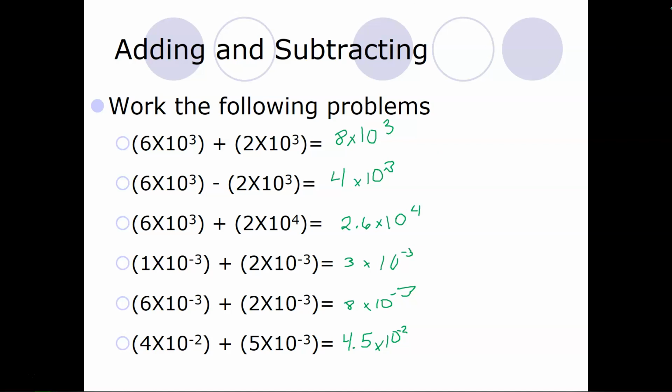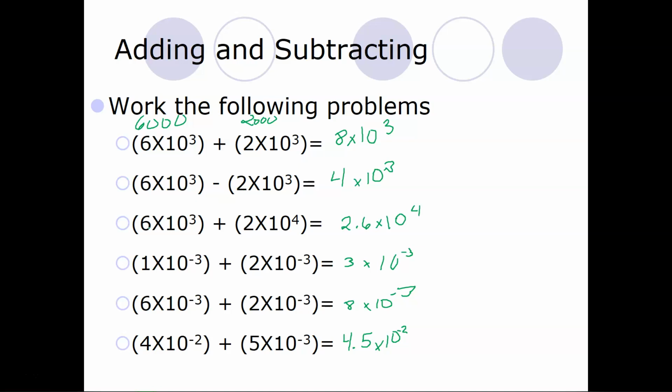So with the first one, it was just pretty much an add straight across because your exponents were exactly the same. But like I said, writing them out is a good way to get used to this. So you should have gotten 6,000 plus 2,000, which would equal 8,000, or when you put it back in short form, you get 8 times 10 to the third. Same for the subtraction problem.